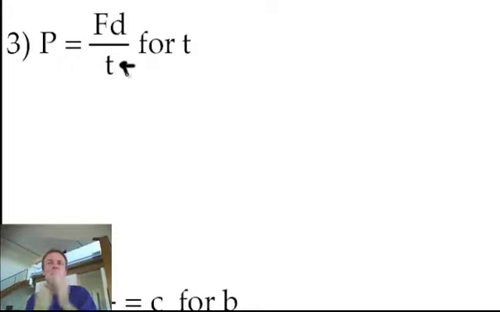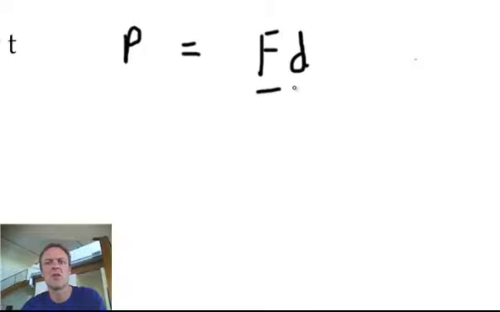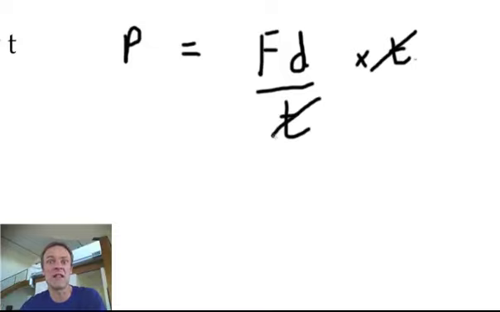Now, the way to get rid of denominators is to multiply by them. I'm not actually going to get rid of this t because I actually want it, but let's see what we do when I multiply by t. Okay, p equals fd over t. That's what we've got right now. If I multiply by t, I'm not going to multiply fd by t, I'm going to get rid of it. T over t cancels, 1, whatever you want to think about it. The t is gone, but don't forget, I need to multiply it by t over here.